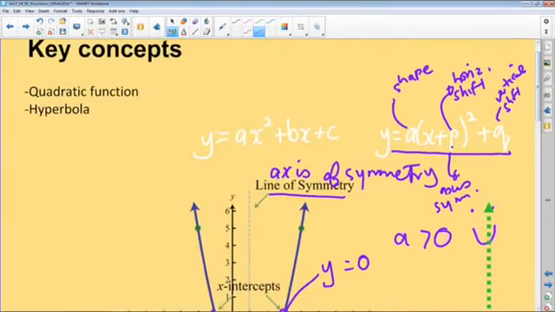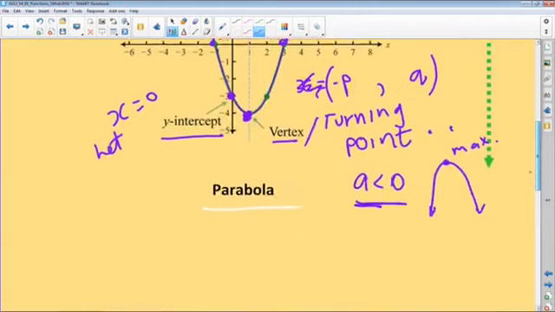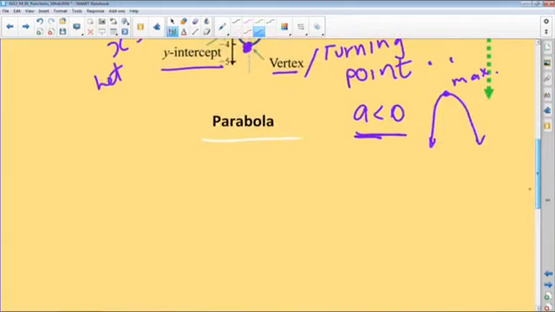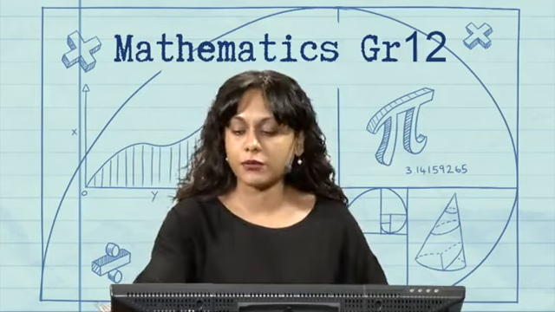So we've got the P done, the Q done, the A. And if you've got all of those things in mind, you'll be able to sketch your parabola in a really good way, in a way that will give you all the marks in your tests and exams. So that's it for the parabola. I think we now need to move on to the next one, which is the hyperbola.